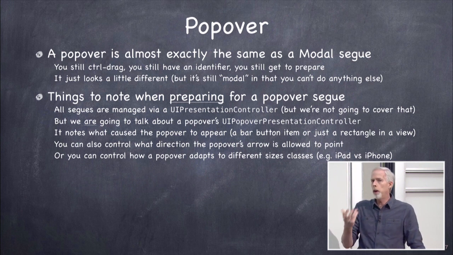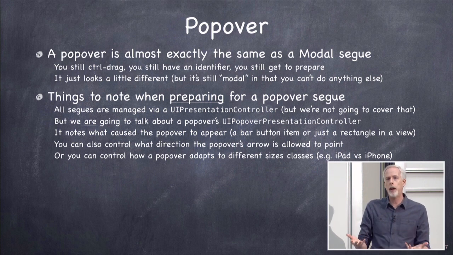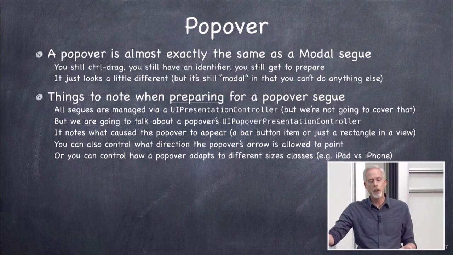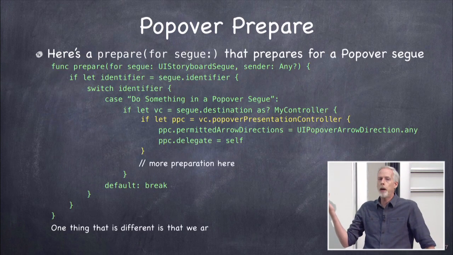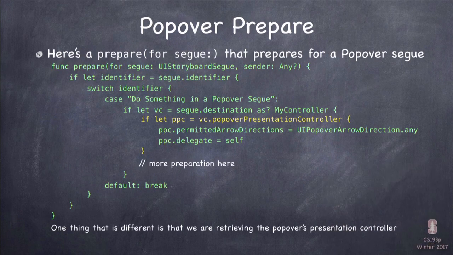And where do you configure all this UIPopoverPresentationController stuff? You do it in your prepare. When you prepare for a popover segue, you're going to do that. So the code looks kind of like this. Here's a typical prepare for segue that is preparing for a popover segue. It looks the same. All the green is the same as any other segue, but then there's the yellow that's different. I'm creating this local variable. I'm calling it PPC so that it fits on my slide, but that's not a good variable name. But anyway, PPC equals VC, which is the view controller that I'm segueing to. Give me its popover presentation controller.